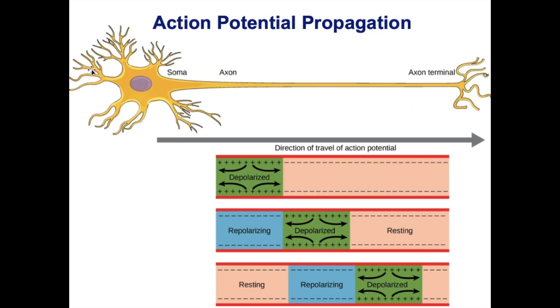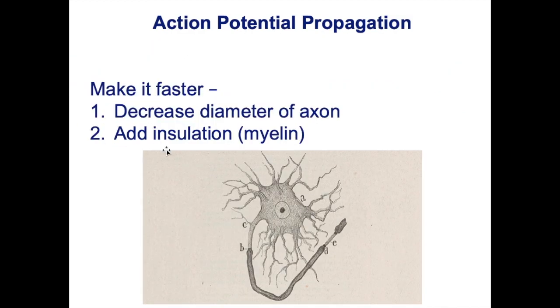The way that the neuron can do that is by recruiting other cells called oligodendrocytes or Schwann cells to insulate this axon. And that insulation is called myelin. Myelin is one of the ways that you can make the propagation of an action potential from here at the axon hillock down to the end of the axon much faster.